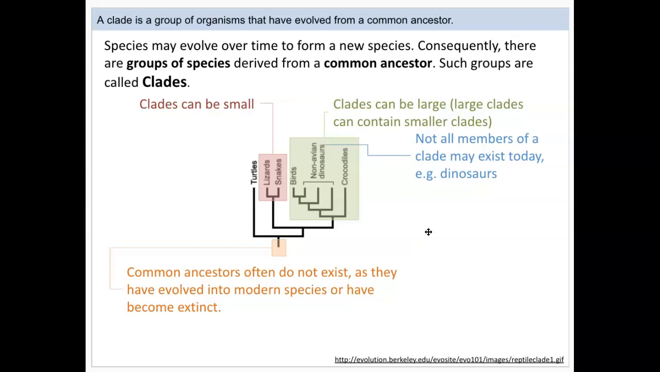Clades can vary from small to large. This is a clade, and this is a clade, but the entire cladogram would also be a clade. Cladograms can contain organisms that are alive to present day, but they can also contain extinct organisms. It depends on what you're studying.